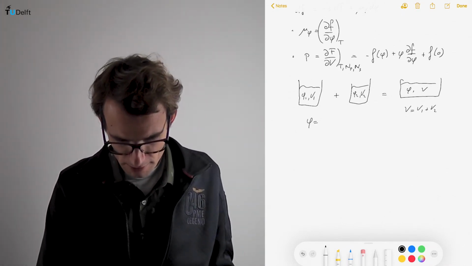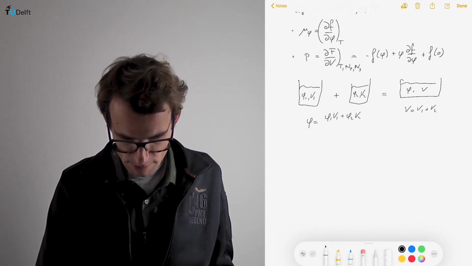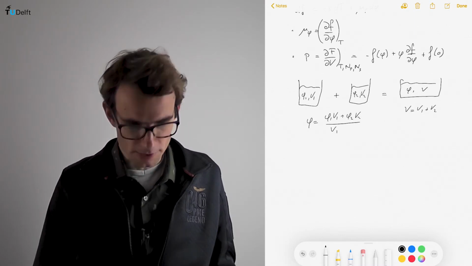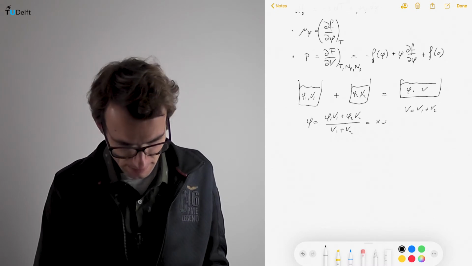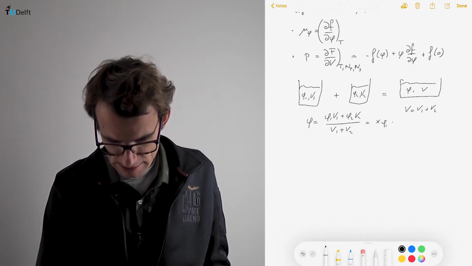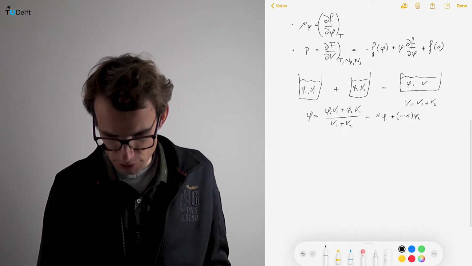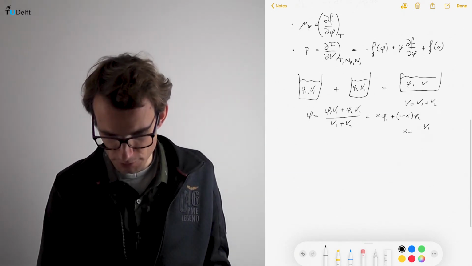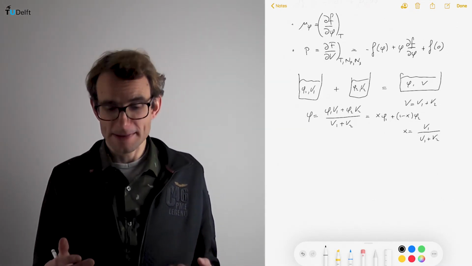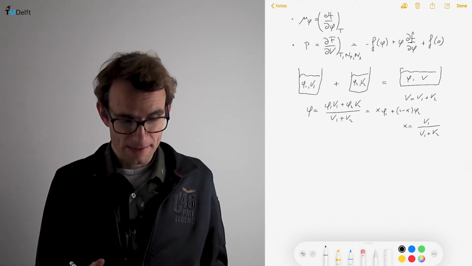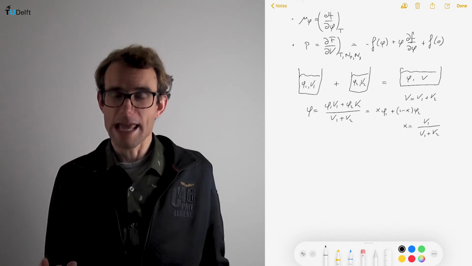So it's phi1 V1 plus phi2 V2 divided by V1 plus V2, which I can also write as x times phi1 plus 1 minus x times phi2, where x is now the ratio of the volume 1 over the total volume. Now, however, that is if everything nicely mixes. When does it mix? Well, it mixes if that lowers the free energy.